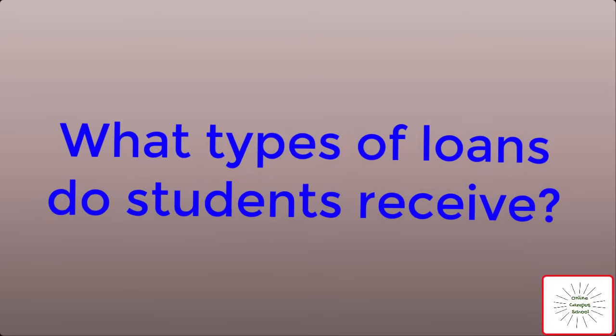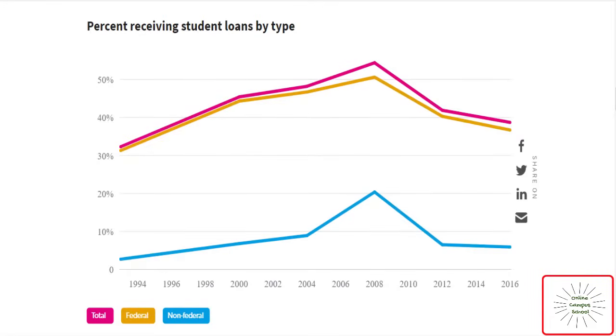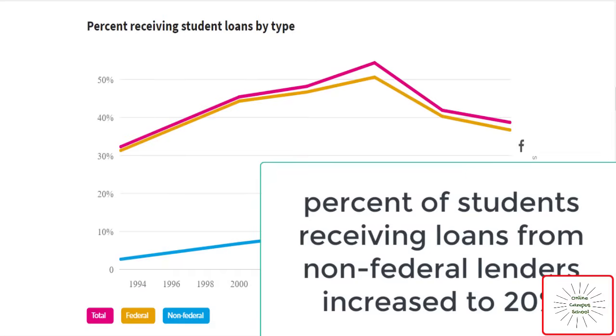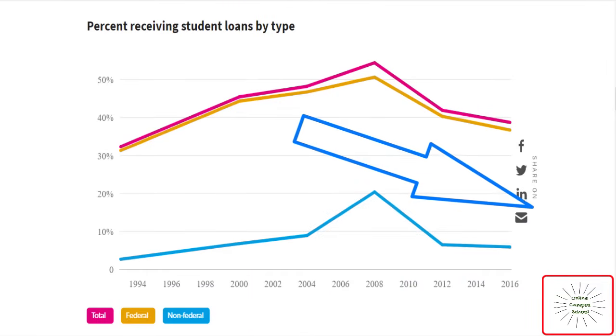So the next question is, what types of loans do students receive? Here is another graph for percent receiving student loans by type. The federal government awards most student loans. During the recession, however, the percent of students receiving loans from non-federal lenders increased to 20%. It fell back to 6% in 2016. Here you can see the breakdown to 2016 downward in the graph.